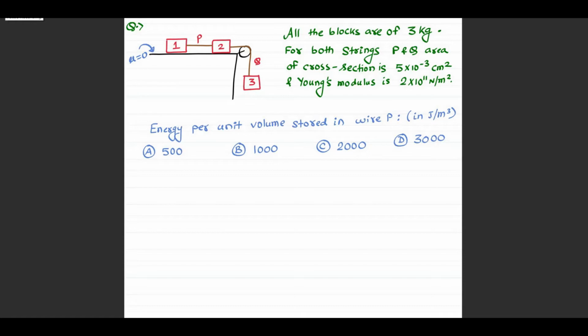The next question that we are going to discuss is this question, which is a continuation of the previous question, right? So we will utilize certain answers of the previous question. We are looking to calculate the energy per unit volume, or energy density, in wire P. Can I say energy density in terms of strain can be written like this?